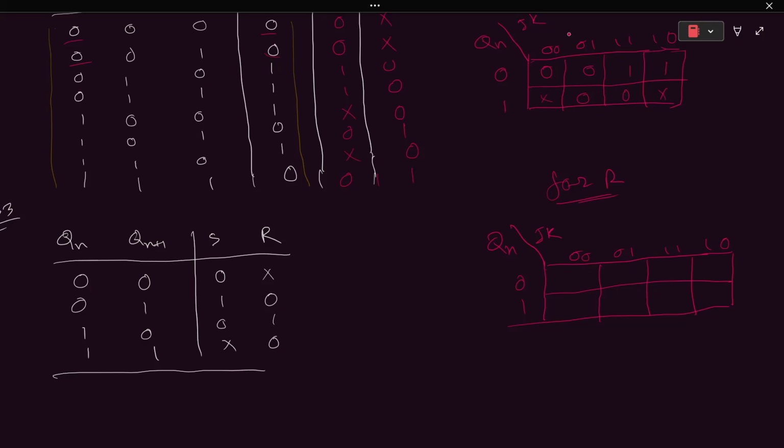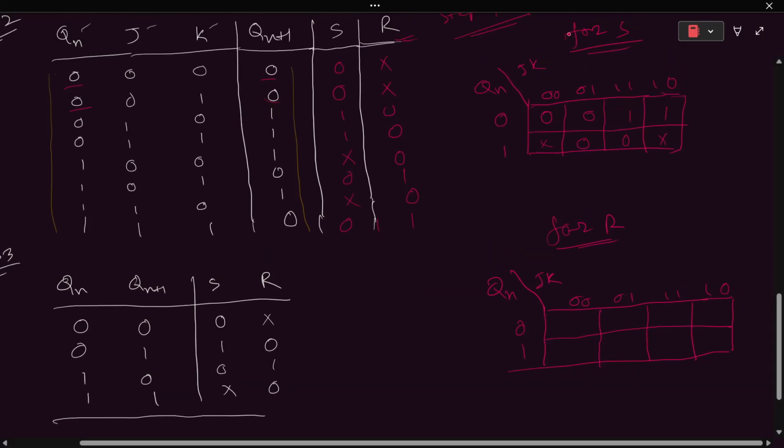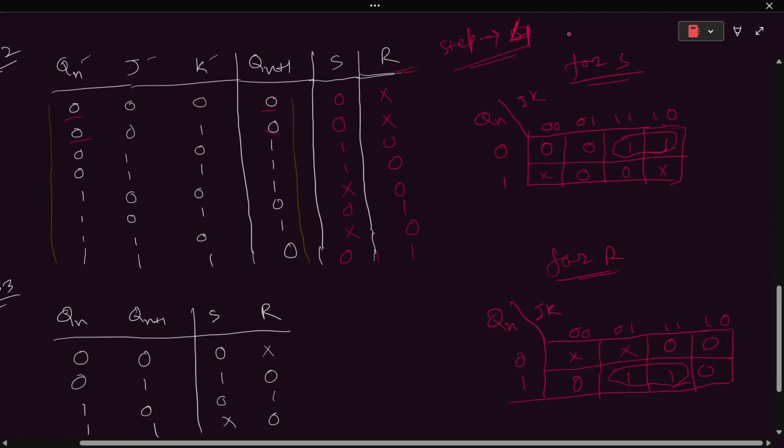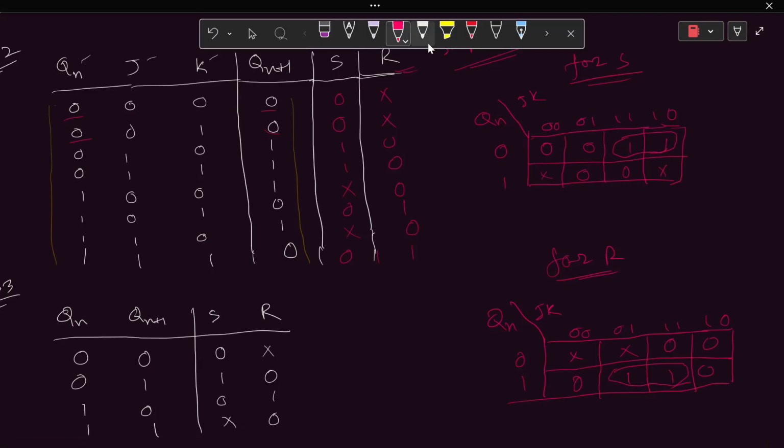For R is not allowed. 0 0 1 0 1. So let's pair it first. Here is the one solitary pair, and this is for the one solitary pair. So what will be the expression? That is a Boolean expression.